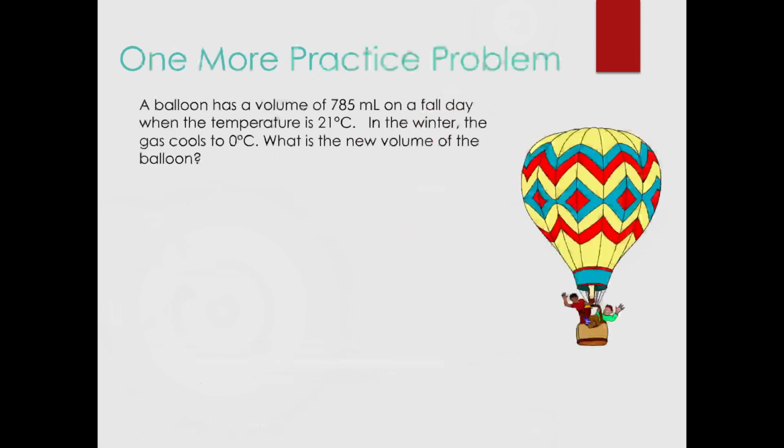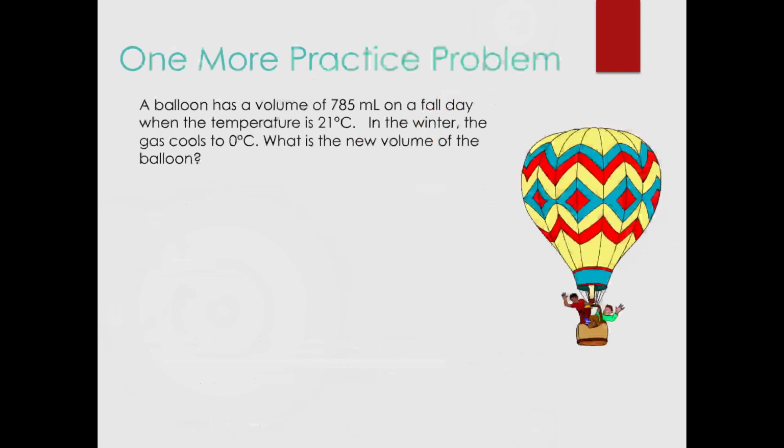Let's try another one. So we have another practice problem. This has a balloon with a volume of 785 milliliters on a fall day. Temperature is 21 degrees Celsius. In the winter, the gas cools to 0 degrees Celsius, and it wants to know what is the volume of the balloon. So our first thing that we would do is figure out all of our variables.